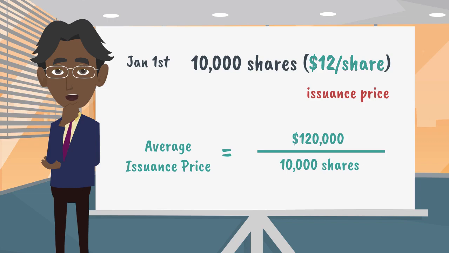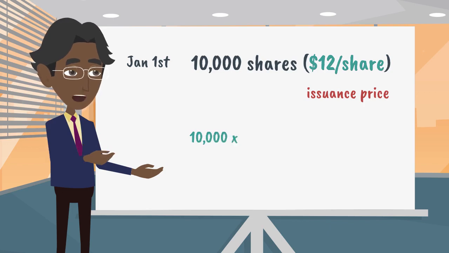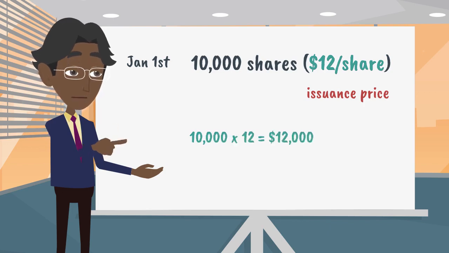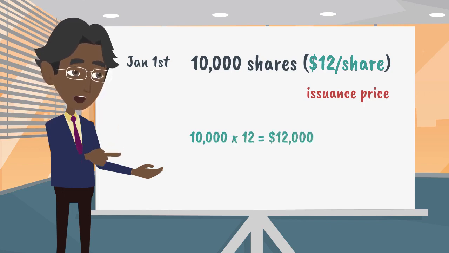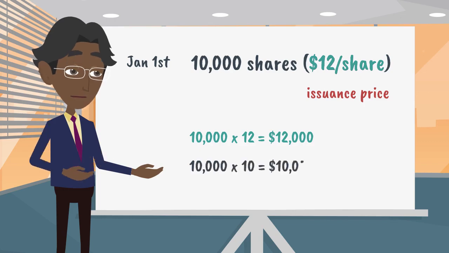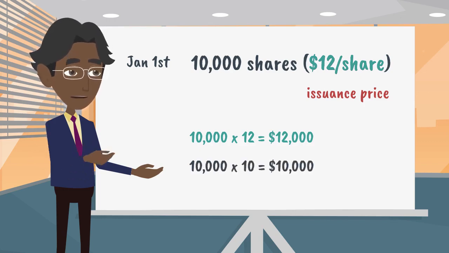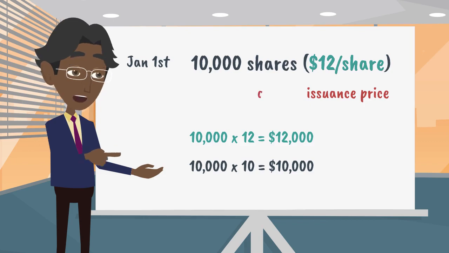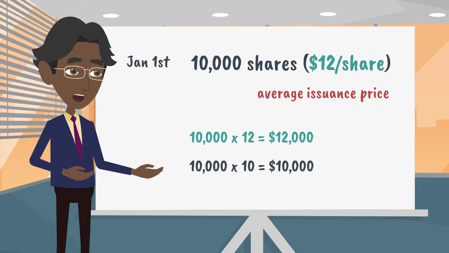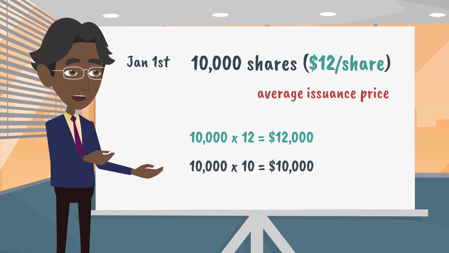Share transactions involve numbers of shares and possible differences in the prices of shares. 10,000 shares worth $12 each will be worth a different monetary amount than 10,000 shares worth $10 each, even though we are looking at 10,000 shares in both cases. Now that we know the average issuance price, we can examine the accounting treatment for 3 possible scenarios.